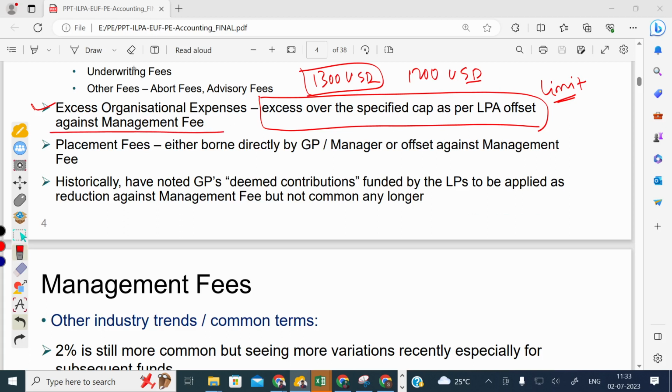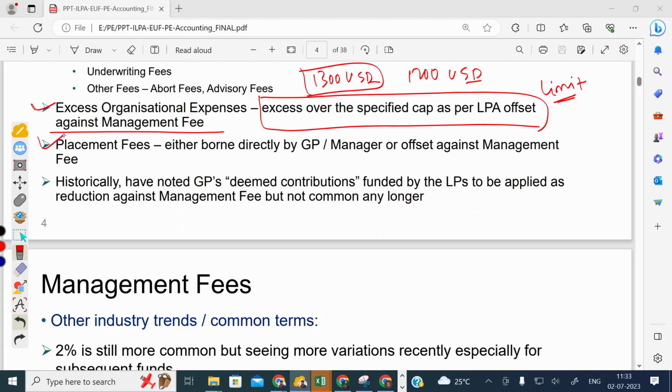If the expenses go beyond the cap limit, meaning whatever predefined expenses cap was given to the fund manager, then you can adjust, or I would say offset, those expenses against management fees also. But again, it's not a mandatory provision, it's organizational expenses. Sometimes you would need to do this, otherwise you don't need to. But again, guidance should be provided in the PPM. So check the PPM of that fund, and accordingly you can apply the accounting treatment.